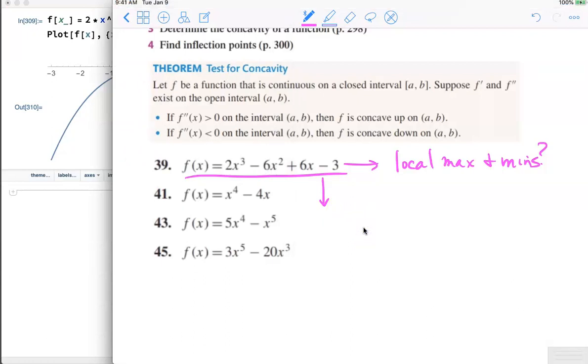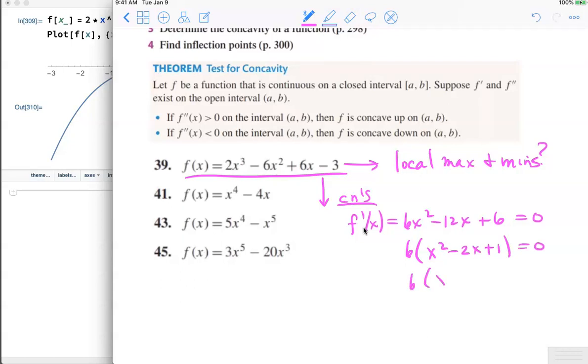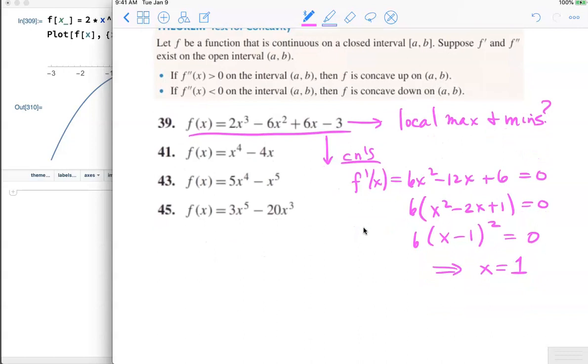So let's look at some calculus. We could find the critical numbers. That's always the first step. So we look at the derivative, 6x squared minus 12x plus 6. Set that equal to 0. It looks like we can factor out a 6. I'm hoping that this will factor the rest of the way, 6 times (x minus 1) squared. So this tells us that there is one critical number at x is equal to 1.